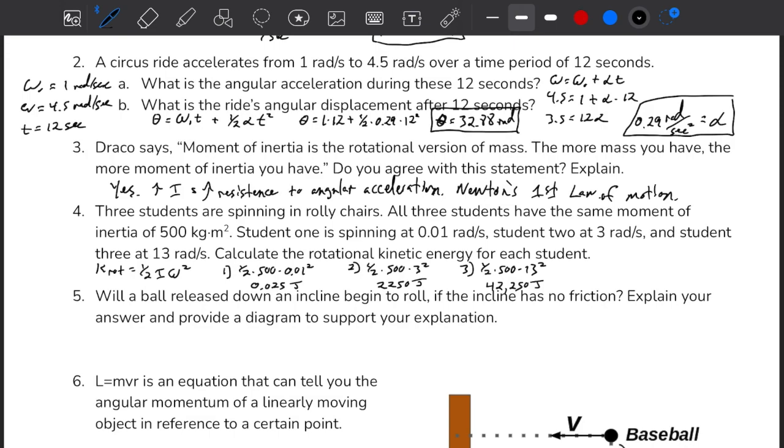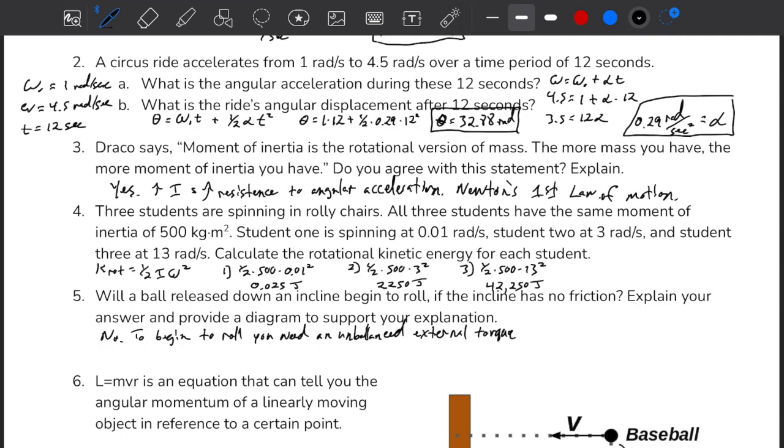Will a ball released down an incline begin to roll if the incline has no friction? Explain your answer and provide a diagram to support your explanation. In order for it to roll, that would be an increase in the rotational velocity. To change your rotational velocity, that would be a rotational acceleration. The only way to get a rotational acceleration is to have an unbalanced external torque acting. If there's no friction, there's no source of this torque. If there's no torque, you ain't going to spin.